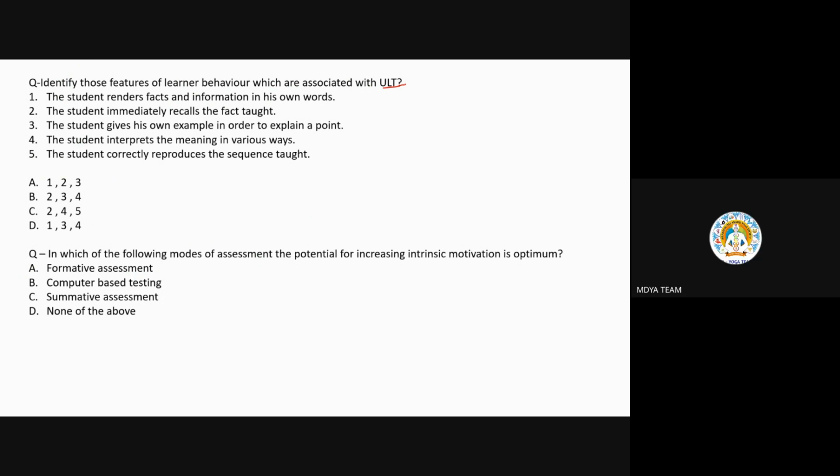Sorry, Manojji, which answer have you given? 2, 3, 4. 1, 3, 4. It's B, ma'am. Yeah, 1, 3, 4. It means D, right? Yeah, D. Okay, so this is the correct option.